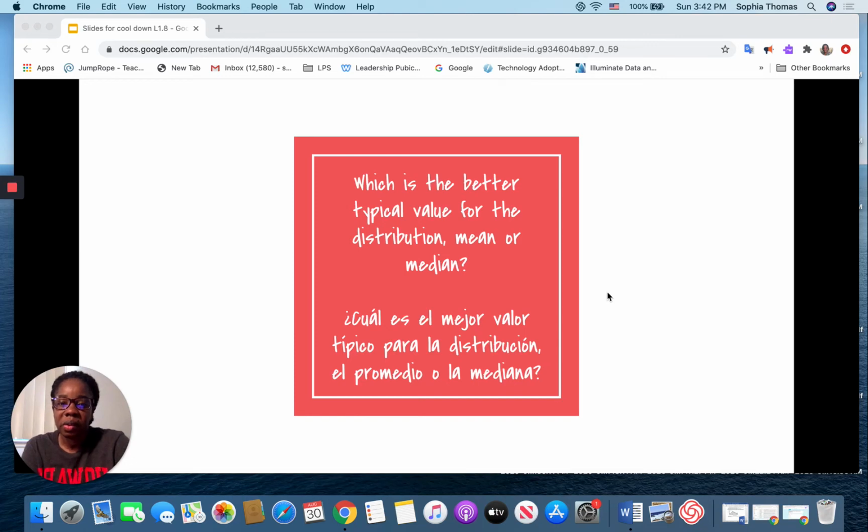Hi everyone, so let's do a quick review. Remember, today's lesson was on which is the better typical value for the distribution, mean or median.